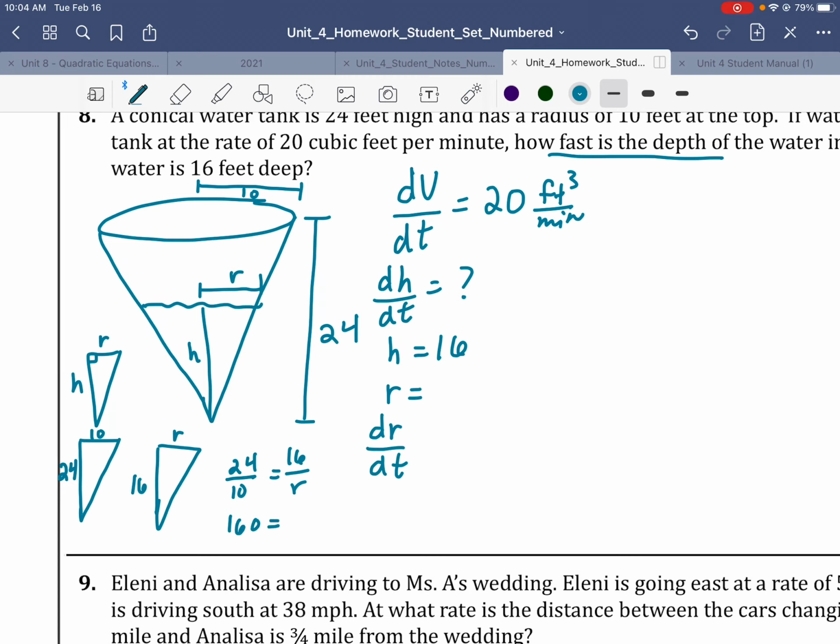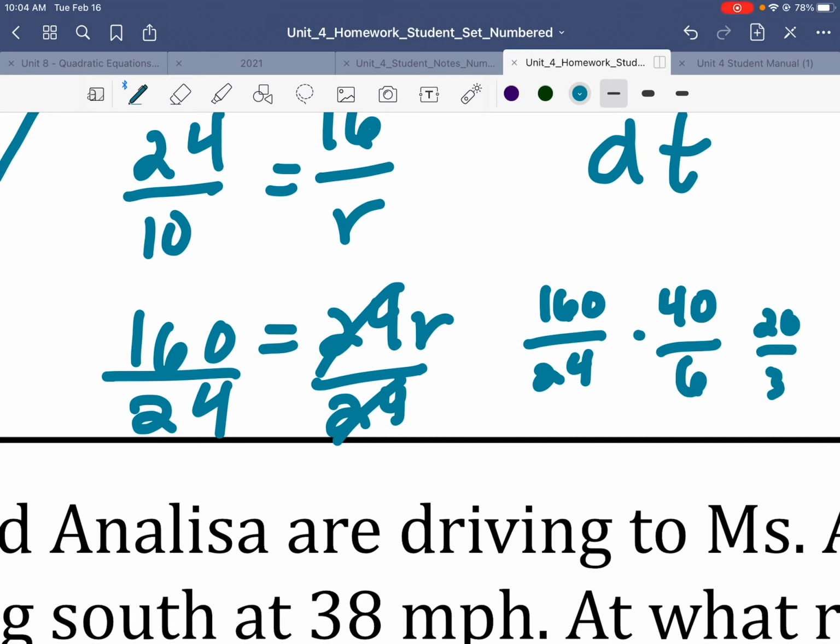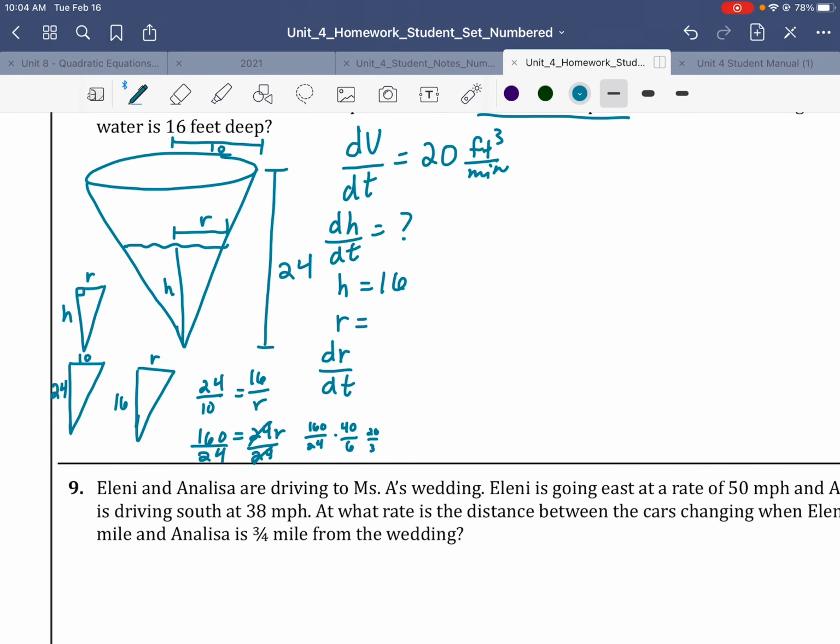So we get 160 is equal to 24r, then divide both sides by 24. Let's see. So we get radius is 160 over 24, which can simplify. Both are divisible by 4, so that's 40 over 6, and then that's 20 over 3. Okay, so that tells us that the radius should be 20 over 3.